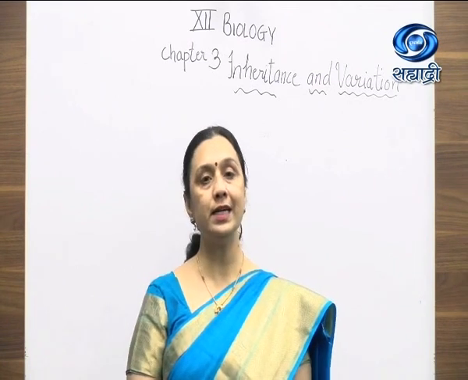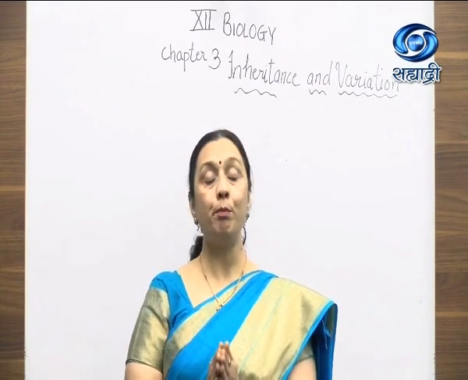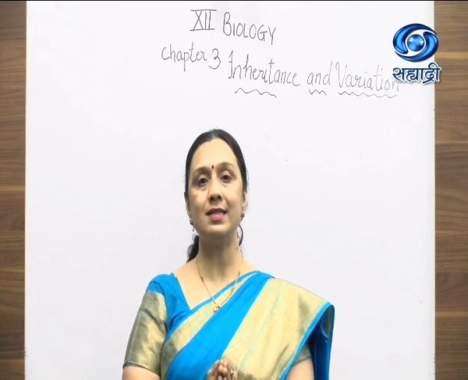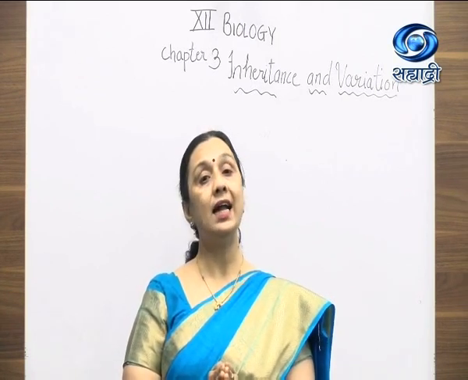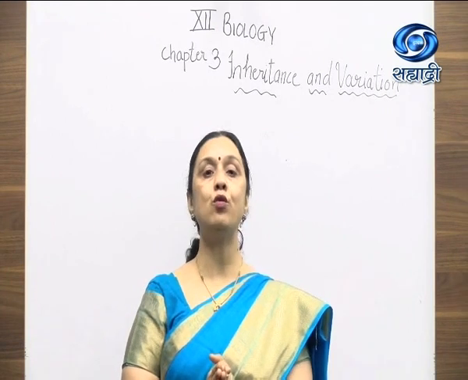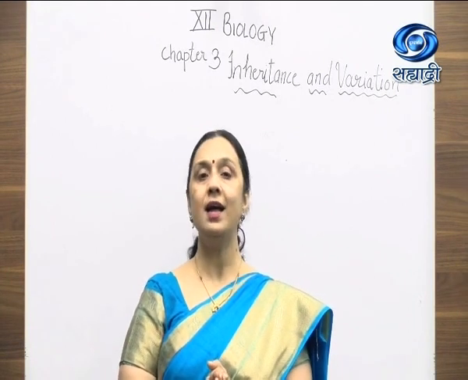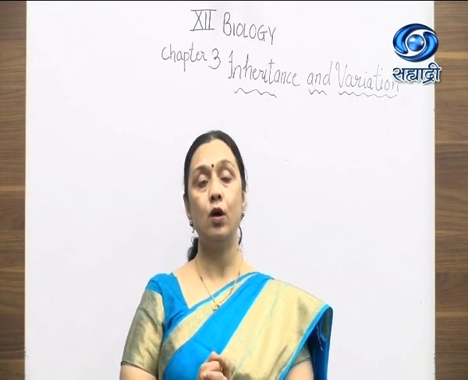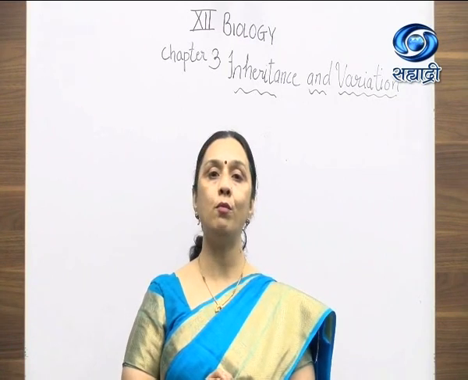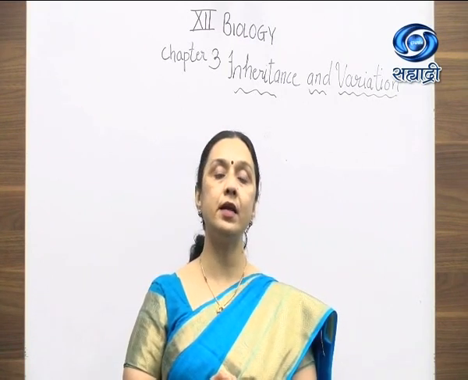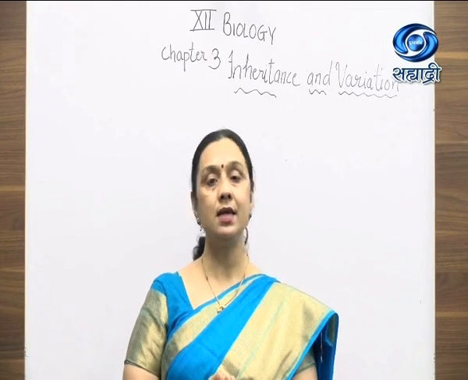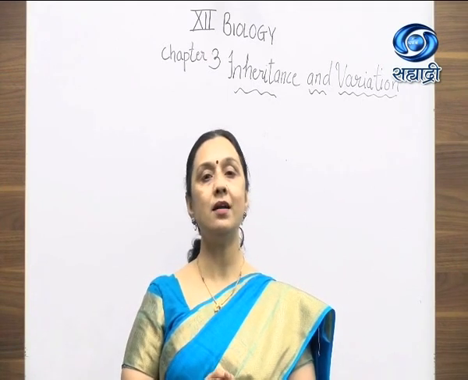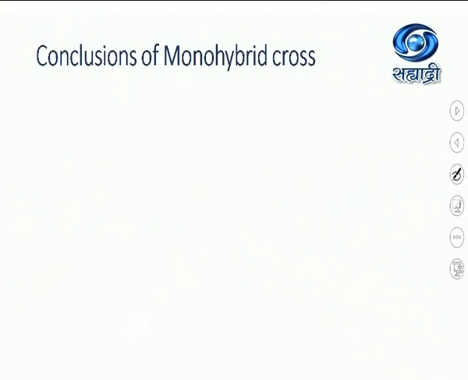In monohybrid cross, we saw how two pure parents with one pair of contrasting characters are crossed with each other, and the produced offsprings show a phenotypic ratio of 3:1 and genotypic ratio of 1:2:1. Today I am going to revise what conclusions he drew from monohybrid cross. After that we will study about dihybrid cross, back cross, test cross, so let us start with our PowerPoint presentation. Yes, students. So one more time, I would like to revise the conclusions of monohybrid cross.